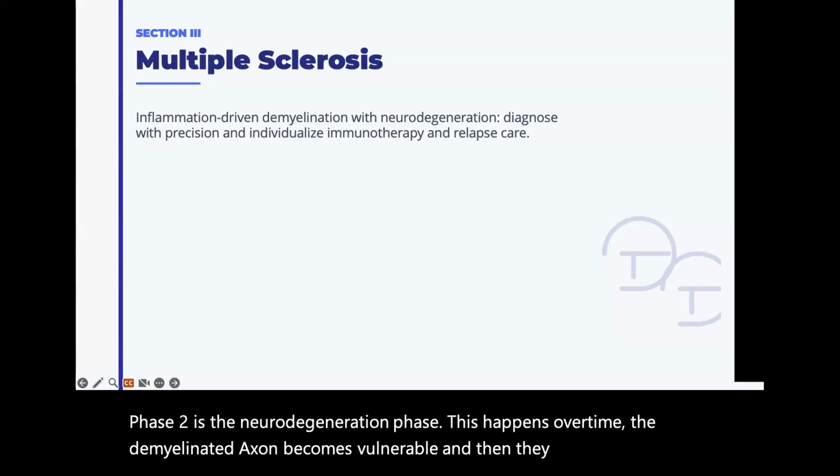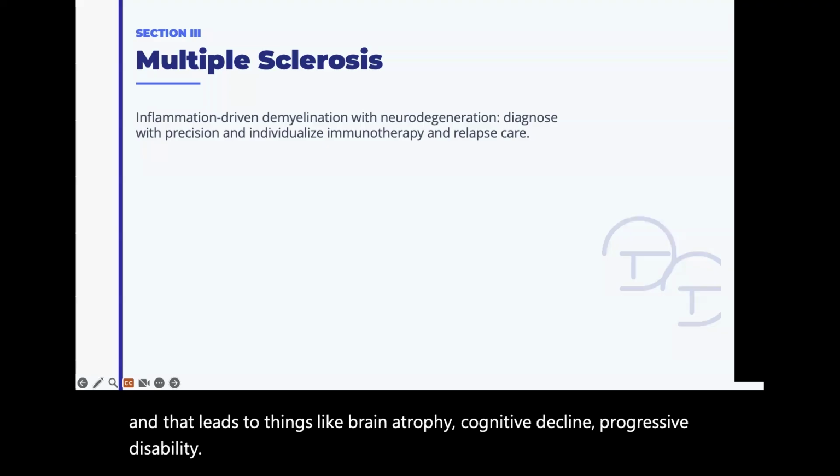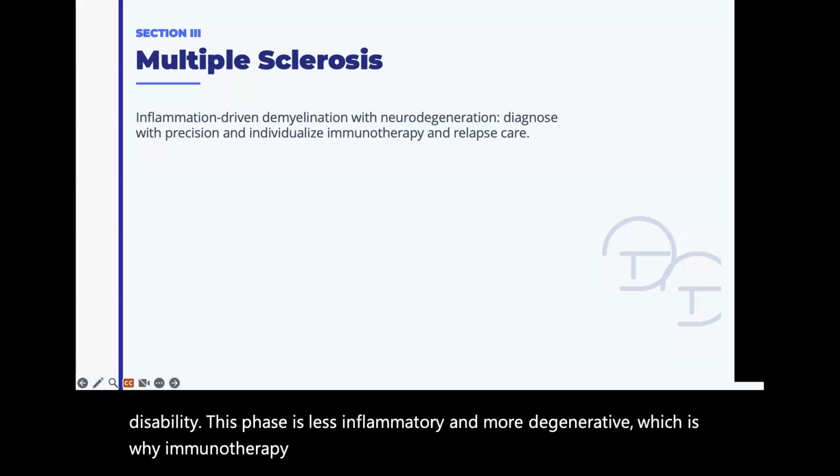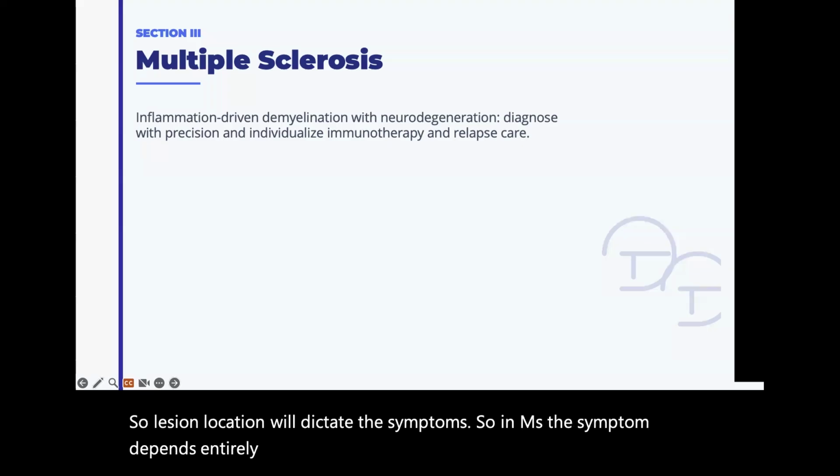And that leads to things like brain atrophy, cognitive decline, progressive disability. This phase is less inflammatory and more degenerative, which is why immunotherapy helps in late stage MS. So lesion location will dictate the symptoms. So in MS, the symptom depends entirely on where inflammation occurs.